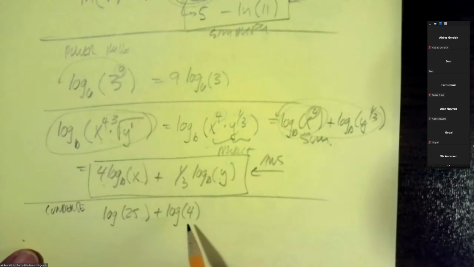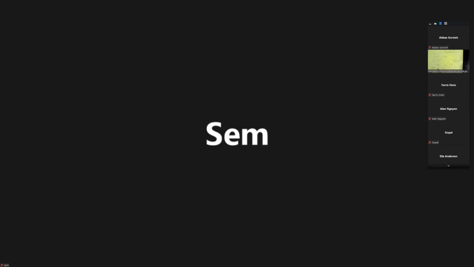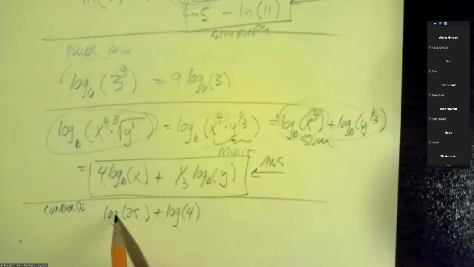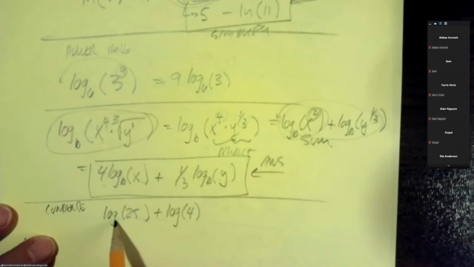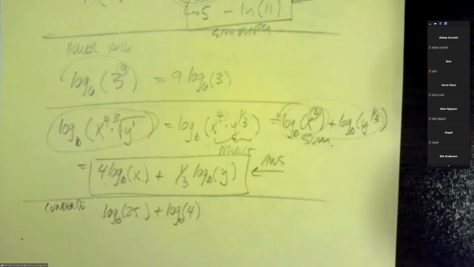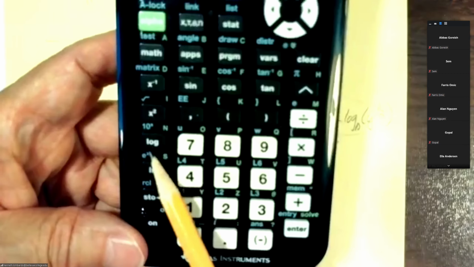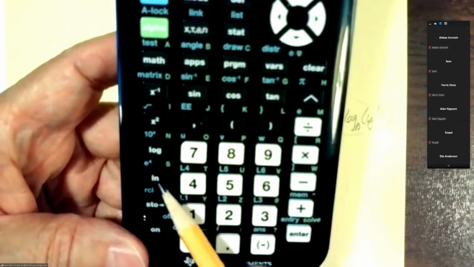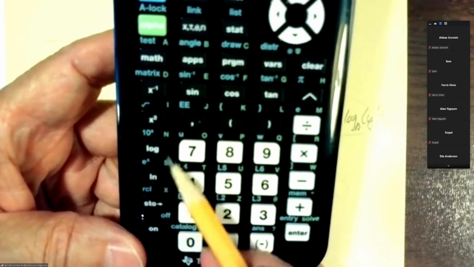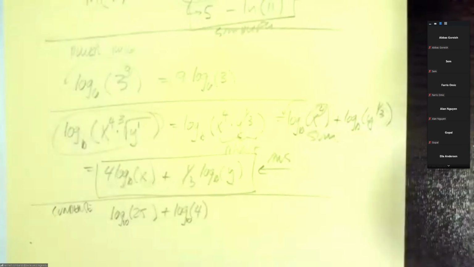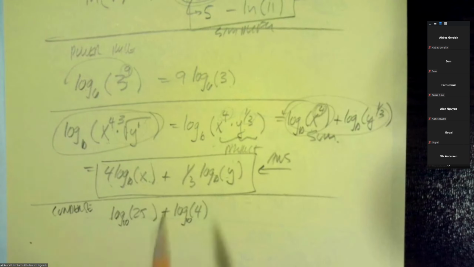Yes, thank you. All right, so this says, well, we've got log of 25 plus log of 4, a log base 10, isn't it? When I say log and don't give it a base, the default is 10, isn't it? That's what log means. If I look at my calculator here for the log function, that's base 10, and this is base e, and those are important logs because they actually have buttons on our calculator.